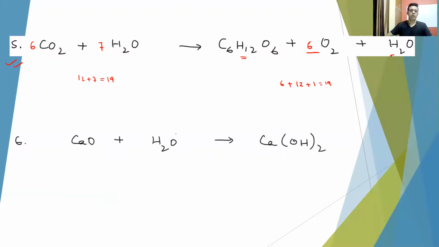CaO plus H2O gives Ca(OH)2. Calcium 1, calcium 1, balanced. Oxygen 1 plus 1, 2, oxygen 2 is balanced. Hydrogen 2, hydrogen 2. That means it is already a balanced chemical equation. You don't have to balance it again. This is already a balanced chemical equation.